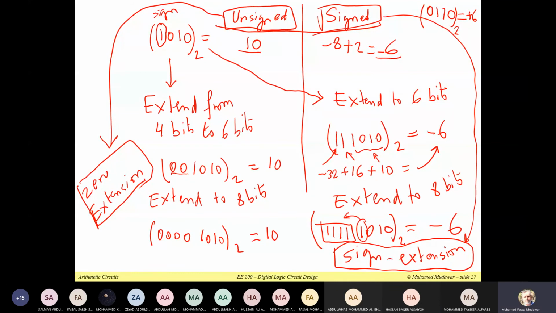So it's positive. If I would like to extend it from 4 bits to 6 bits, I have to extend according to the sign. If the sign bit is 0, you extend it with zeros to the left. If the sign bit is 1, you extend it with ones to the left. So we call this sign extension. Extend according to the sign bit. Is this clear?